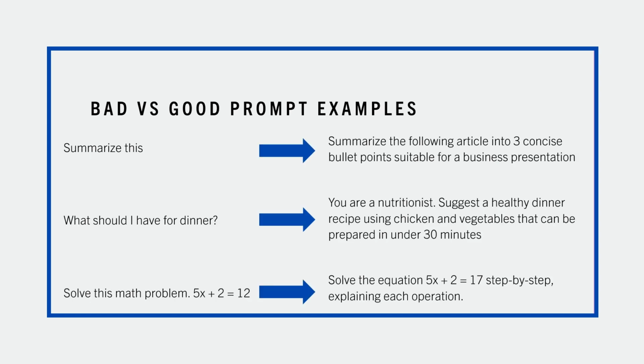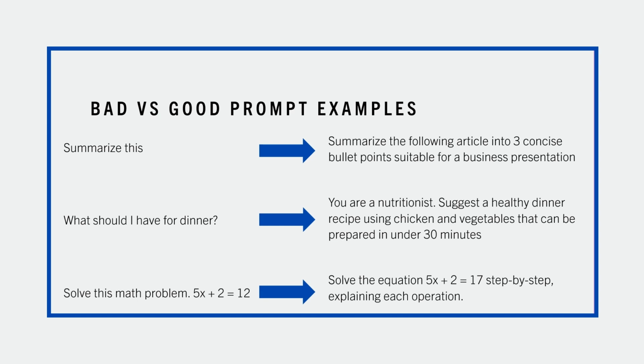Here, I have a few examples for you of what a bad versus good prompt looks like. In the first example, you could have just given an AI tool an article and said summarize this. Although this might give you a decent summary, it probably won't get you to exactly what you want. So instead, you might say something like summarize the following article into 3 concise bullet points suitable for a business presentation. Doing this will get you to your desired response much quicker than just saying summarize this.